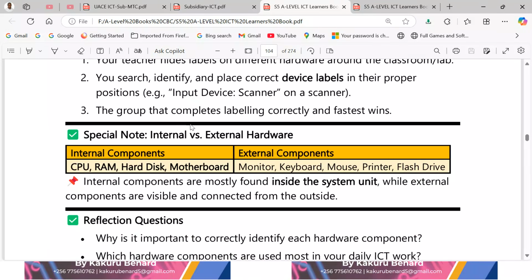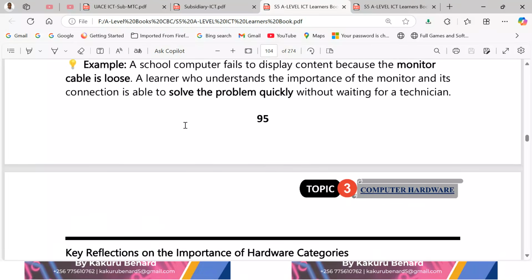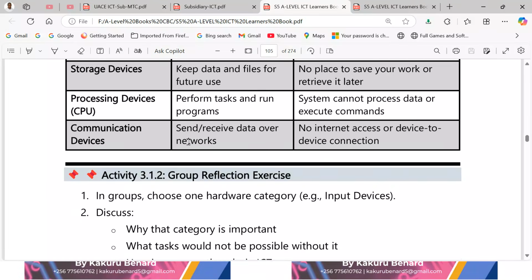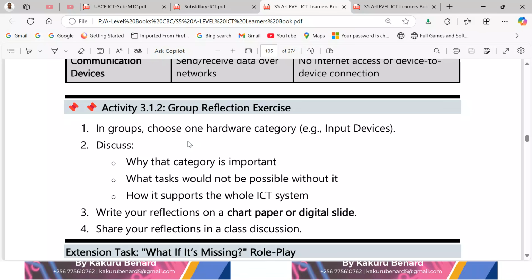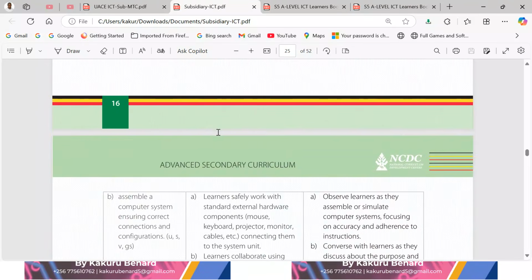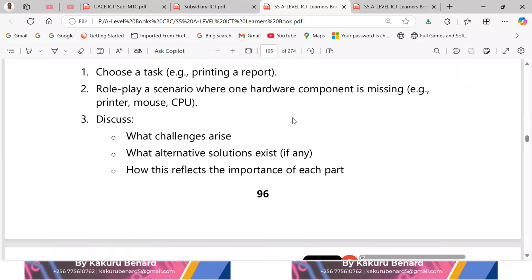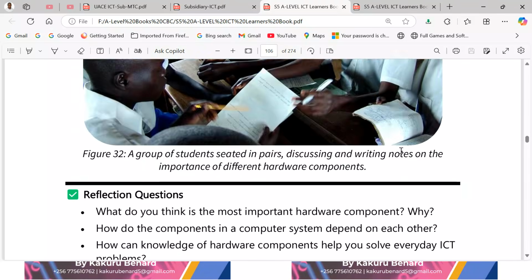This is how the book has been organized. Even it includes some reflection questions that can trigger a learner to understand more on that very topic. So please grab a copy of this very book. You should be able to take on the aligned curriculum very well. From topic 1 up to the last topic of Senior 5, everything is within this very book.